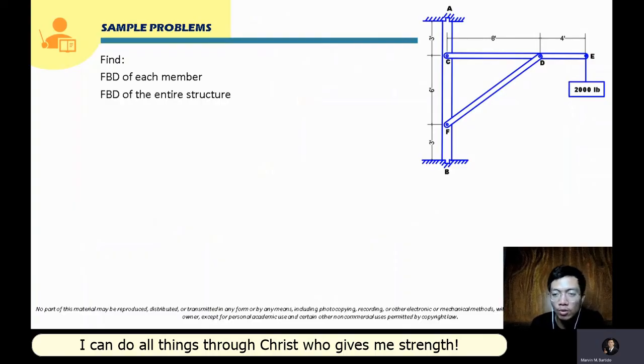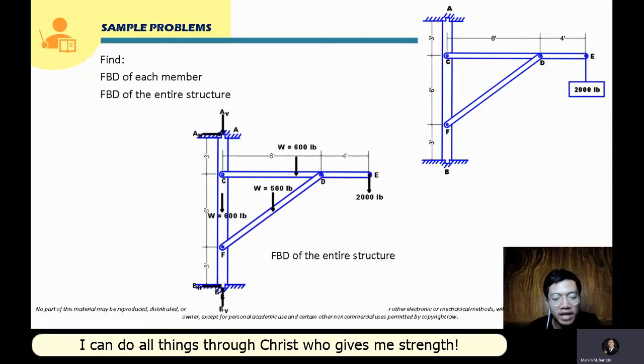We have to show that in our free body diagram, and we also have to show the 2,000 pound load and the weight of each member. So this will now be the free body diagram of the entire structure. We show here the reaction at A, the reaction at B, and the loads and the weights. So this will now be the free body diagram of this entire structure.